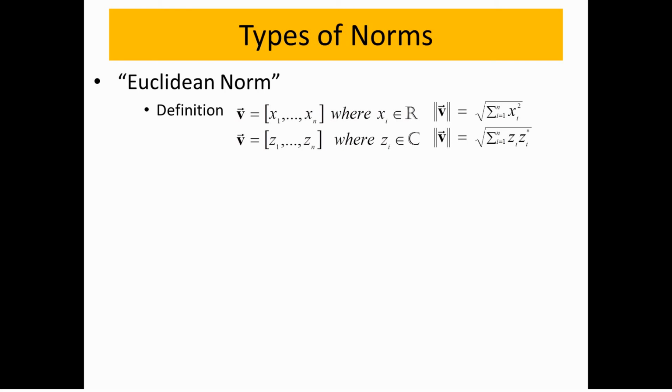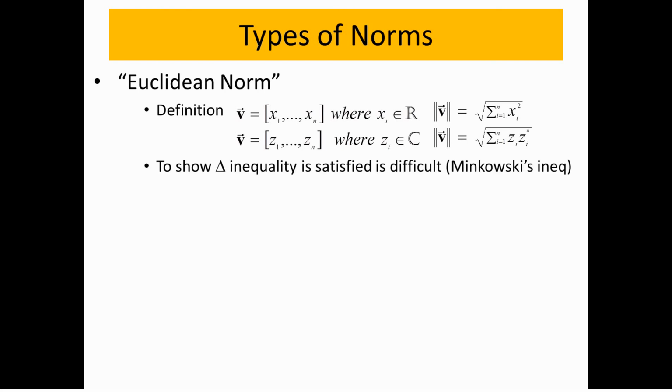And you can show that this satisfies the definition of a norm, except for the fact that the triangle inequality is not easy to prove. So this is a fact in mathematics known as Minkowski's inequality. And I'm not going to ask you to show that the Euclidean norm satisfies the definition of a norm. Minkowski's inequality is a little tricky. And while it's interesting, I'm not quite so sure I want to go into that much depth, okay?